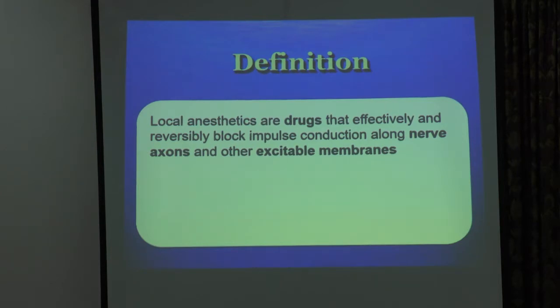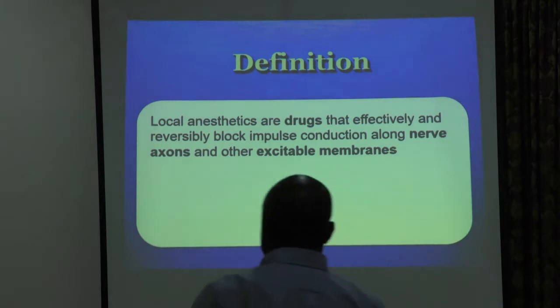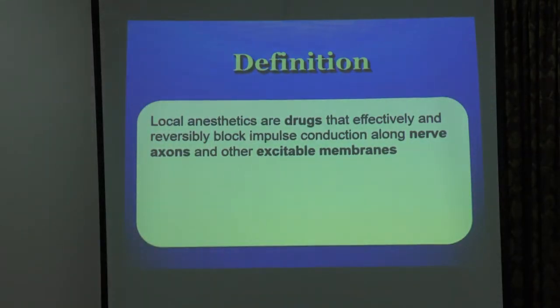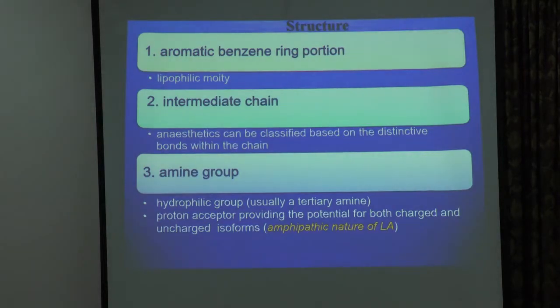Local anesthetics are basically drugs that we anesthetists use a lot, and it's not only us. Most of our colleagues, surgeons that need to operate, also do use them. Usually these drugs block impulse transmission, and the blockade is reversible. It's not permanent. So they block impulses from being transmitted along these nerves and then other excitable tissues.